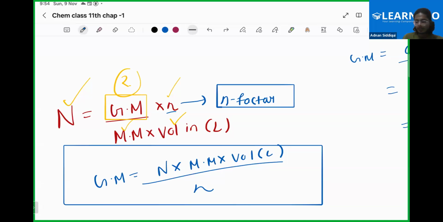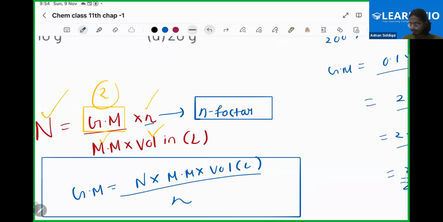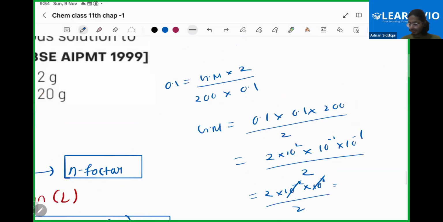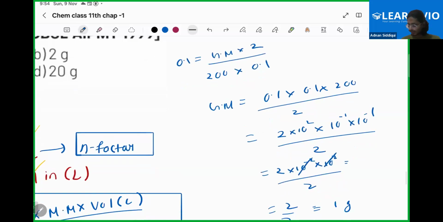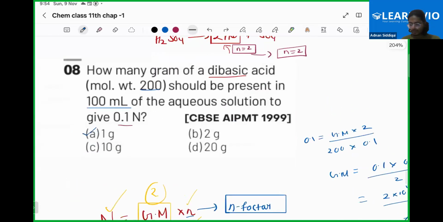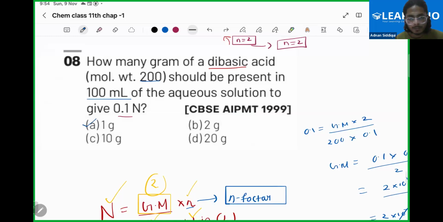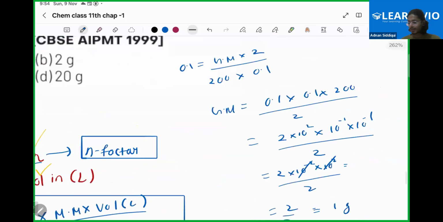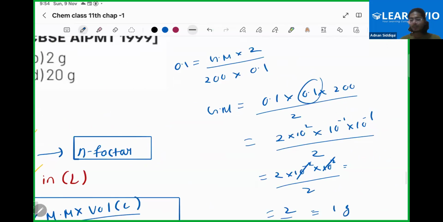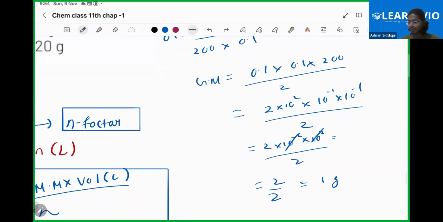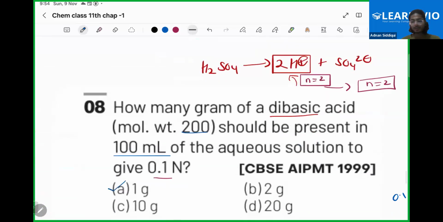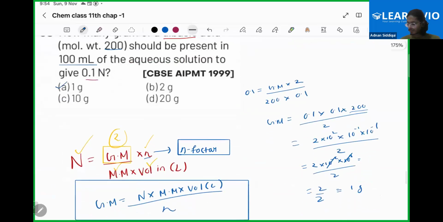You know the normality, which is 0.1. You know the volume, which is 100 ml. First you need to convert it into liter, because for molarity we use liter. So 100 ml is 0.1 liter. We have to convert ml into liter. The rest is also given, 200 molar mass is given, right? So you just have to put the values and you get the answer.